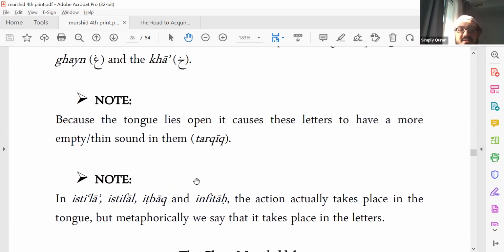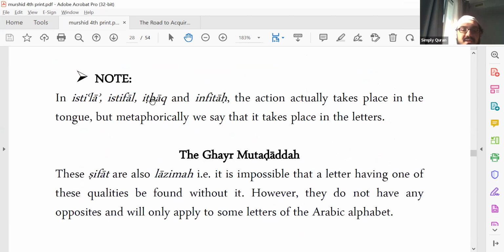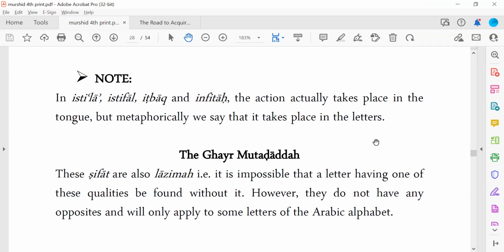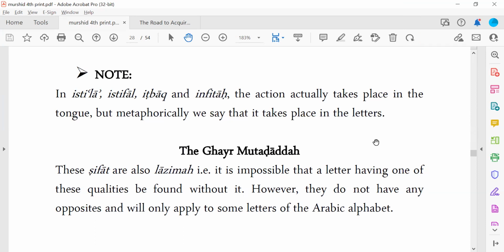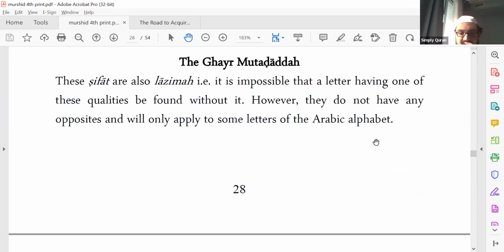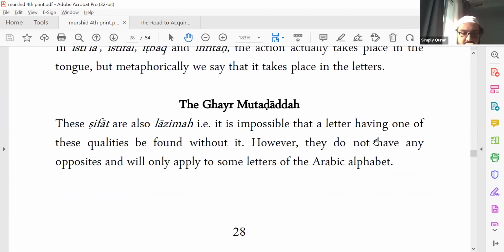Now note here, because the tongue lies open, it causes these letters to have more tarqiq, more emptiness. In isti'la, istifal, itbaq, and infitah, which are the last four, the action actually takes place in the tongue, but metaphorically we say it takes place in the letters. Obviously, it doesn't happen in the letter itself. It's because of your tongue placement that the letter is heavy or light. Then we have ghayr mutadadda, which are sifat lazima. Okay, any questions so far?